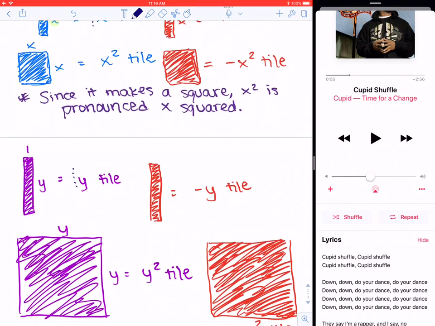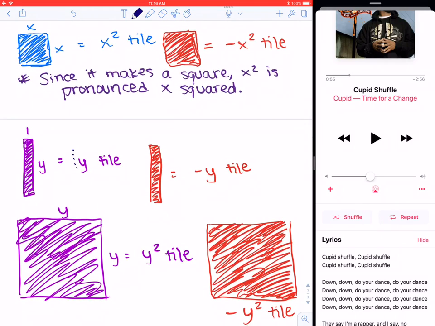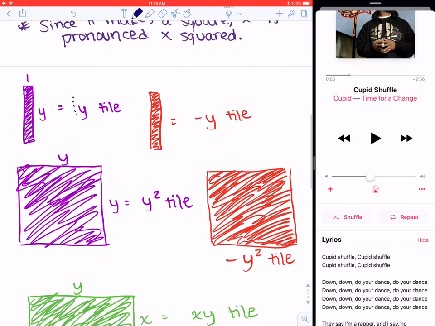Then we have our Y squared. So the dimensions are Y by Y, which as we learned above is Y squared. And the back side of our Y squared tile would be a -Y squared.